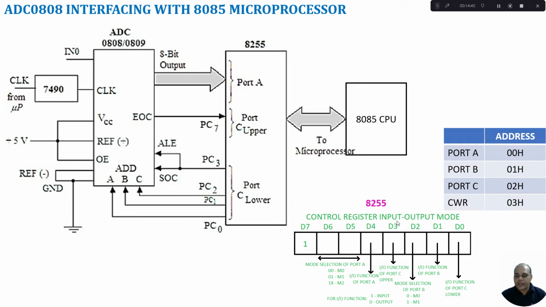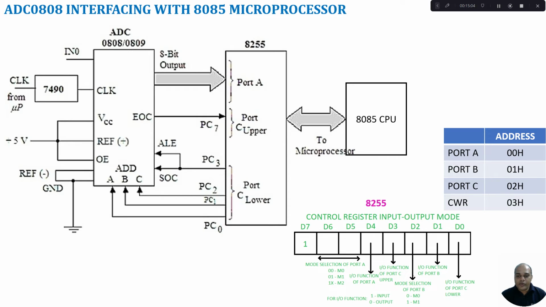The control register input output modes. So control register of this 8255 is an 8-bit register. So here the D7 bit represents an IO mode. So 2 modes are possible in 8255, which is BSR mode, bit set or reset mode, or IO mode. So bit set or reset mode is applicable only for your port C.